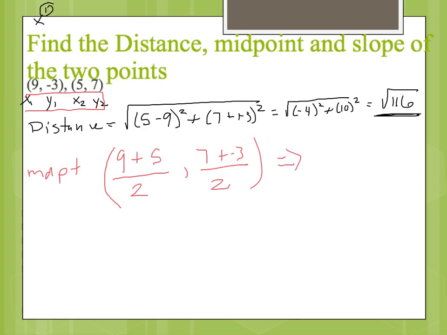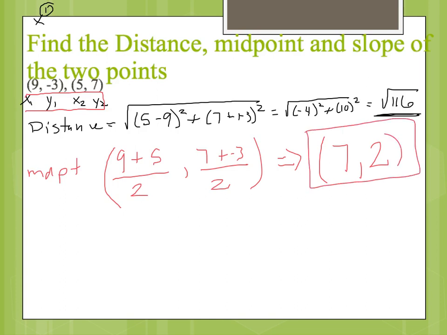So when I simplify this, 9 plus 5 is going to give me 14. 14 divided by 2 is 7. 7 plus a negative 3, that's the same thing as subtracting 3, which would be 4. And 4 divided by 2 is 2. So this would be my midpoint.